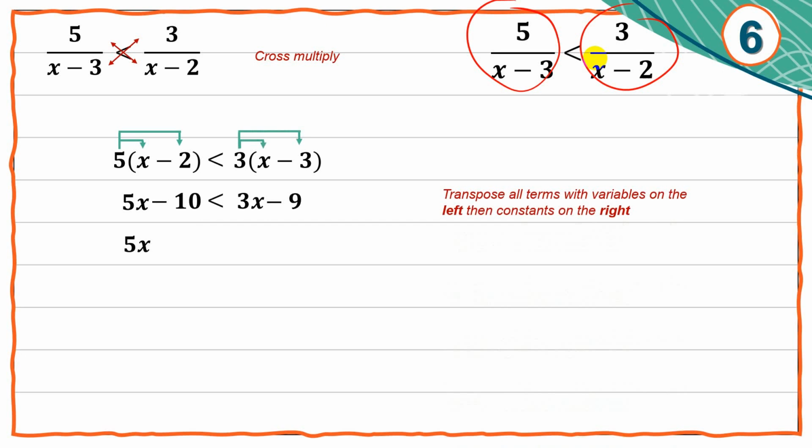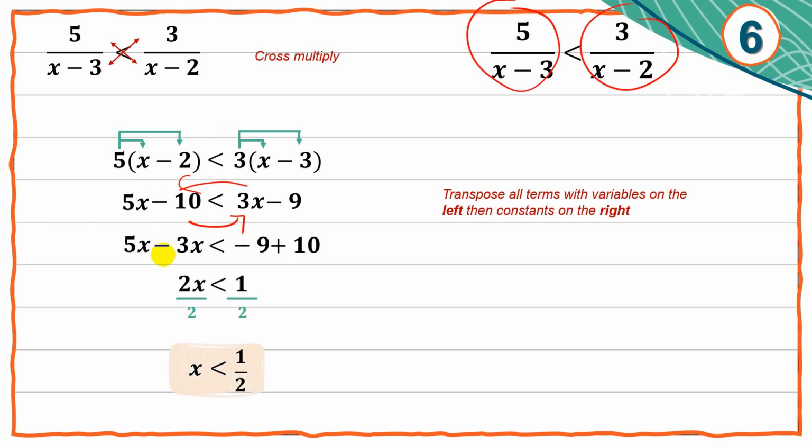So 5x and opposite of 3x is negative 3x, is less than, so we transpose positive 3x, and then less than, bring down negative 9, and then we transpose negative 10, it will become positive 10. And then combine 5x minus 3x is 2x is less than negative 9 plus 10 is just simply positive 1. And then we divide both sides by 2 to isolate x. And then we will not flip the inequality symbol because as you can see, we have a positive divisor. Okay, so the final answer is x is less than 1 half. Just remember in your final answer, if it is an inequality, just use the inequality symbol, not the equal sign.